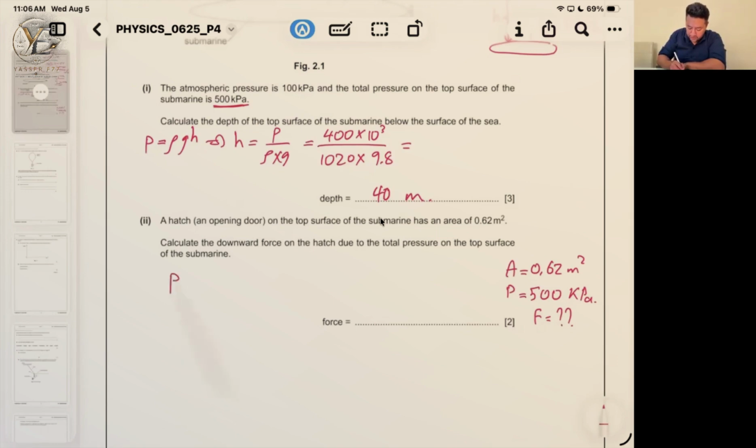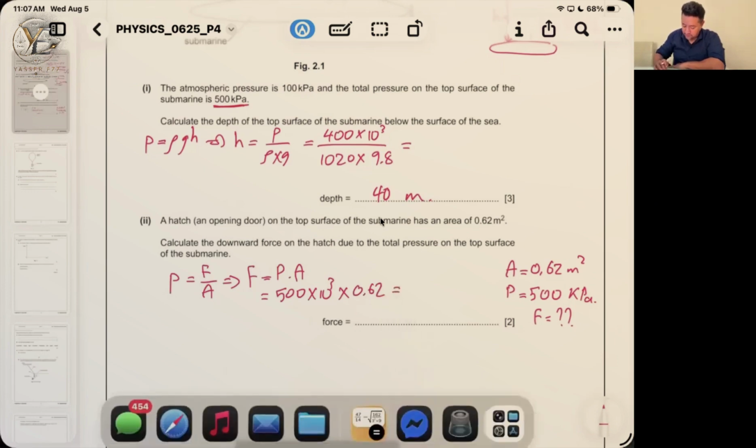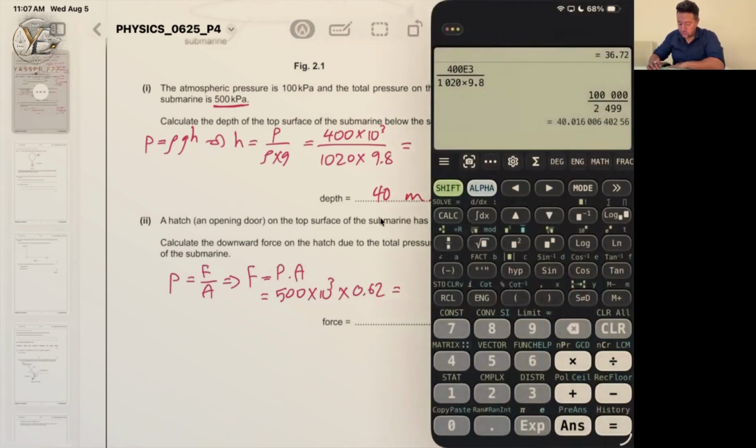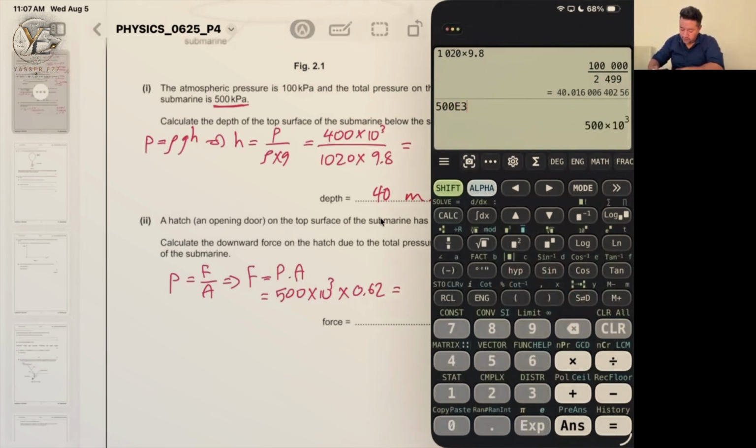So pressure actually equals the normal force acting per unit area. So rearranging the equation, the force equals pressure times area. The pressure is 500, we said kilo, times 10 to the power of 3, times the area, which is 0.62. What is the result? And I'm going to write the answer to two significant figures. So 500 times 10 to the power of 3 times 0.62.